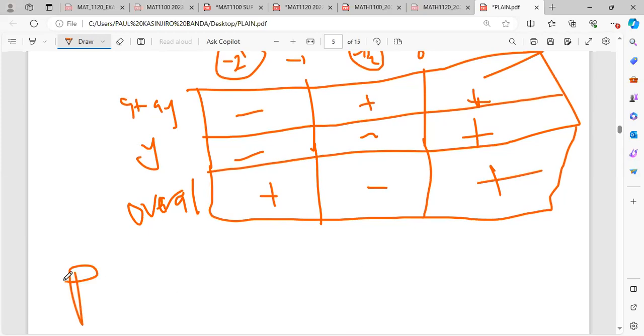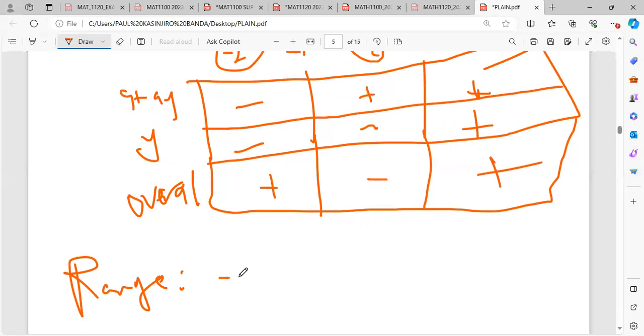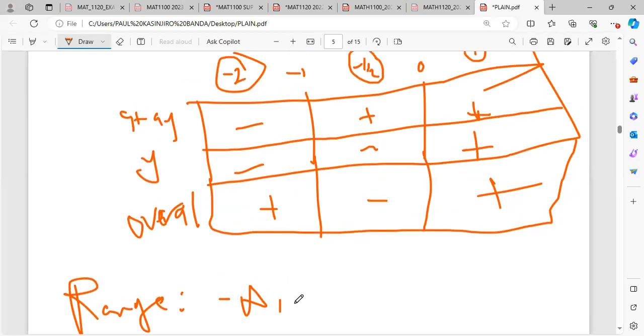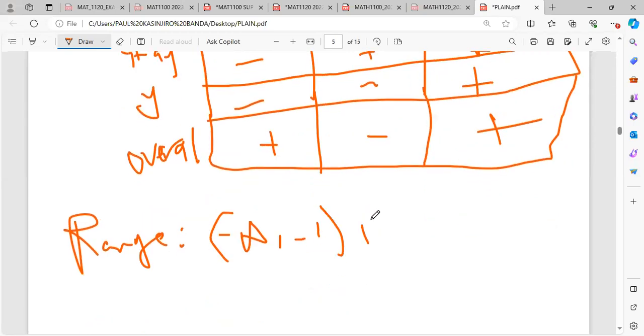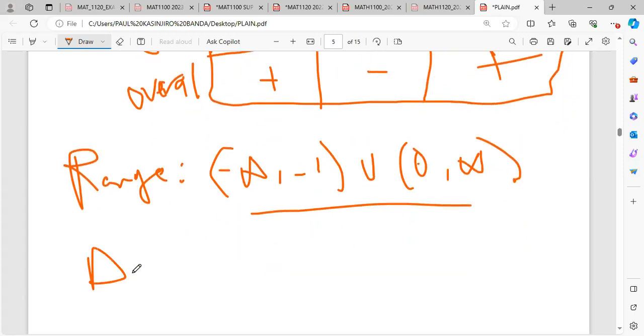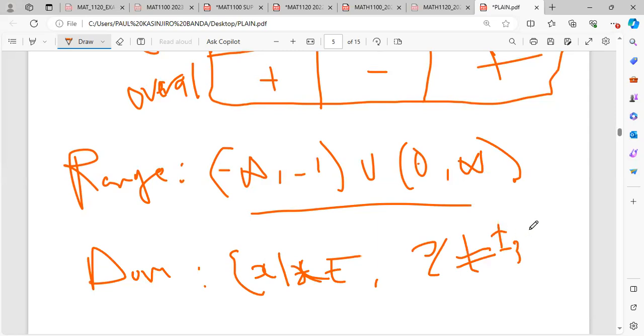So you can see that it's quite a process, not just looking at it and guessing. My range will be all the way from minus infinity to minus 1, unioned with 0 all the way to positive infinity. This will be my range. And my domain, remember that we found, is x such that x is a member of the real numbers, where x is not equal to minus 3 or plus 3. So this is our range, and this is our domain.